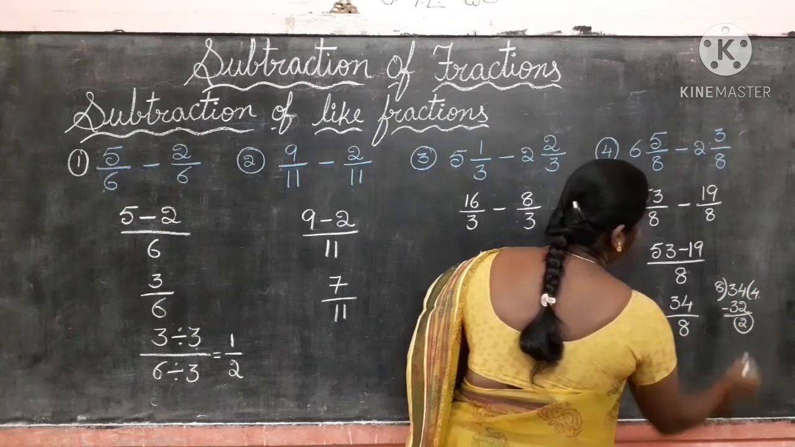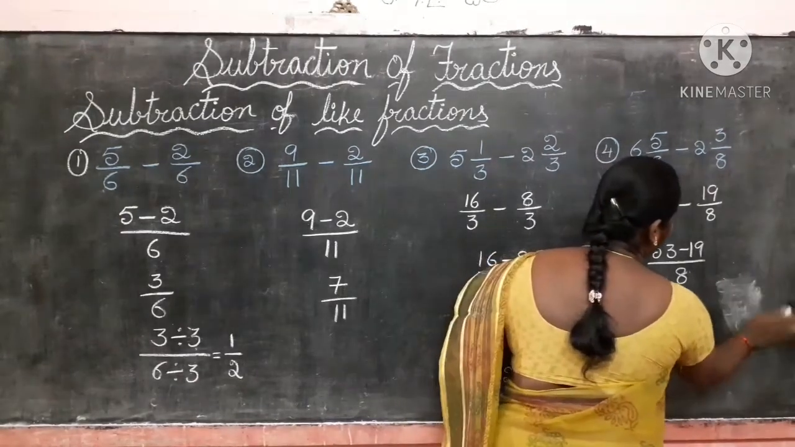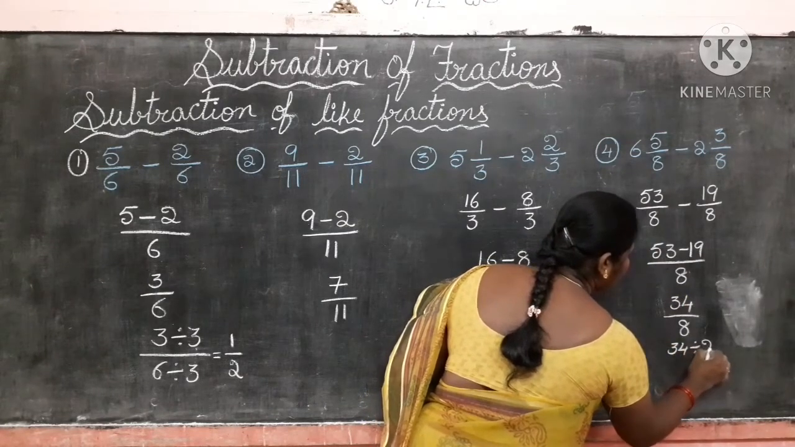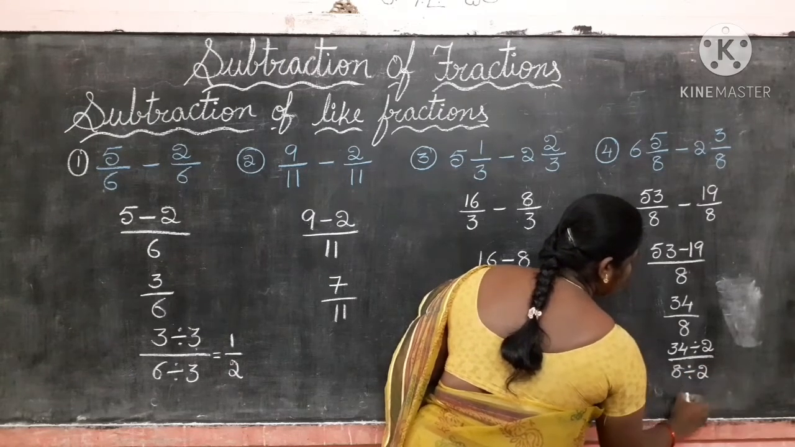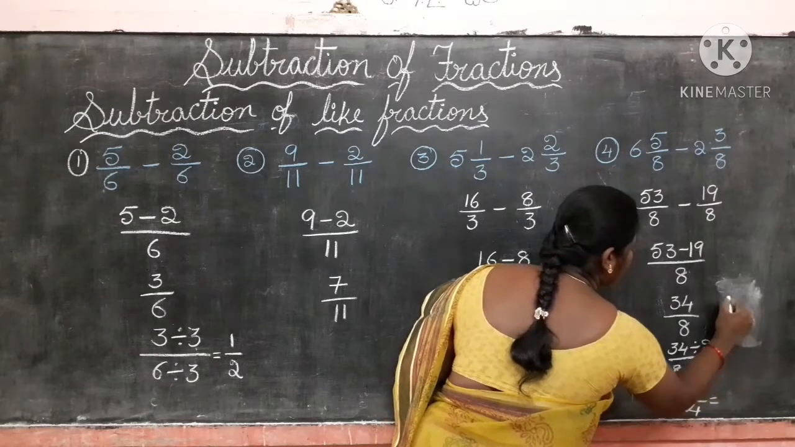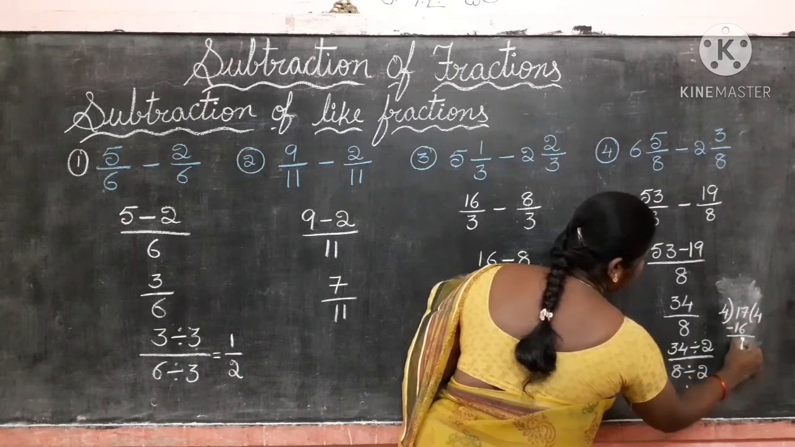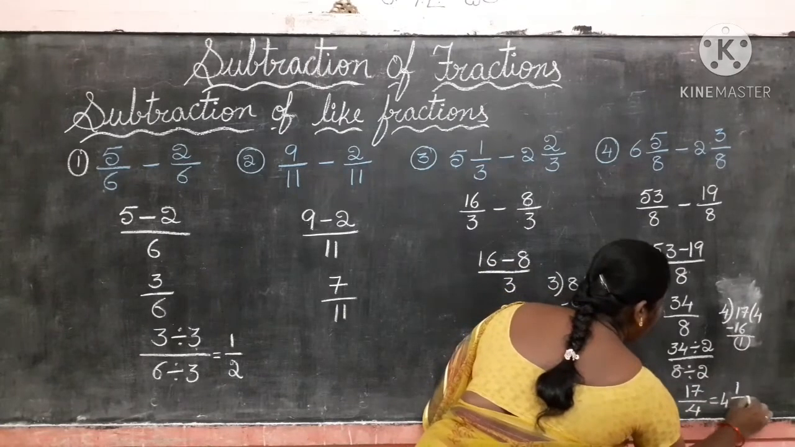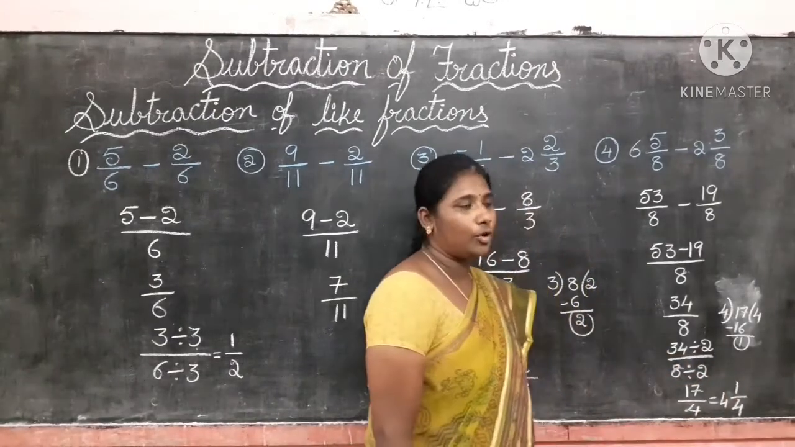So 2. But 34 and 8 will come in what table? 34 and 8 will come in 2 table. So 34 divided by 2 by 8 divided by 2, that is 17 by 4. So now do division with 4. 4 fours are 16. 17 minus 16, 1. So 4 1 by 4. So 17 by 4 is equal to 4 1 by 4.